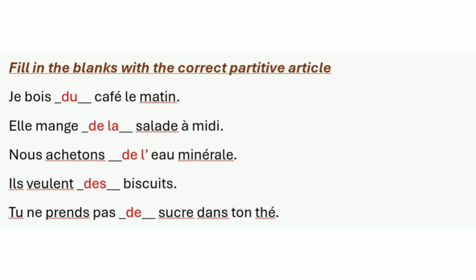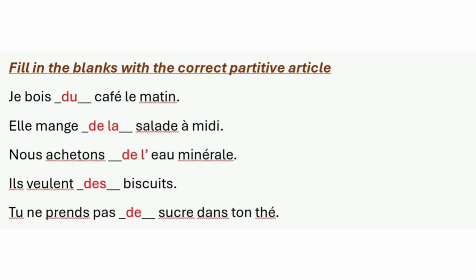Third one. Nous achetons dash eau minérale. We bought some mineral water. Water here starts with a vowel, therefore the l'. That is, nous achetons de l'eau minérale. Fourth one. Ils veulent dash biscuits. They want some biscuits. Biscuits is plural, therefore des. Ils veulent des biscuits. They want some biscuits.